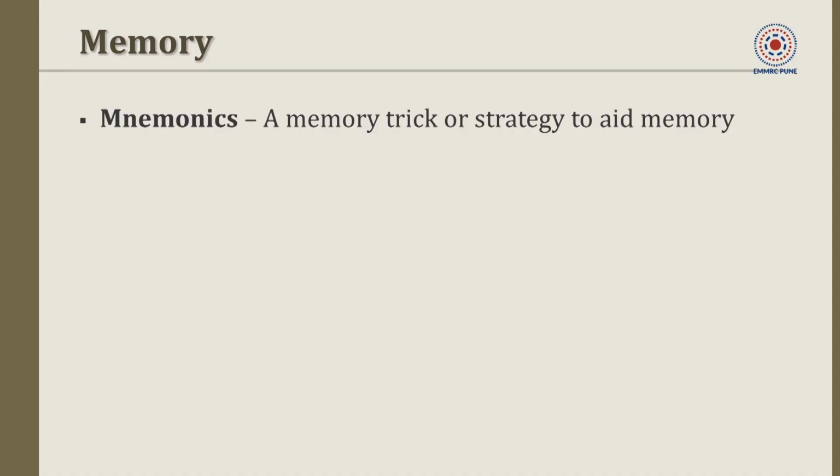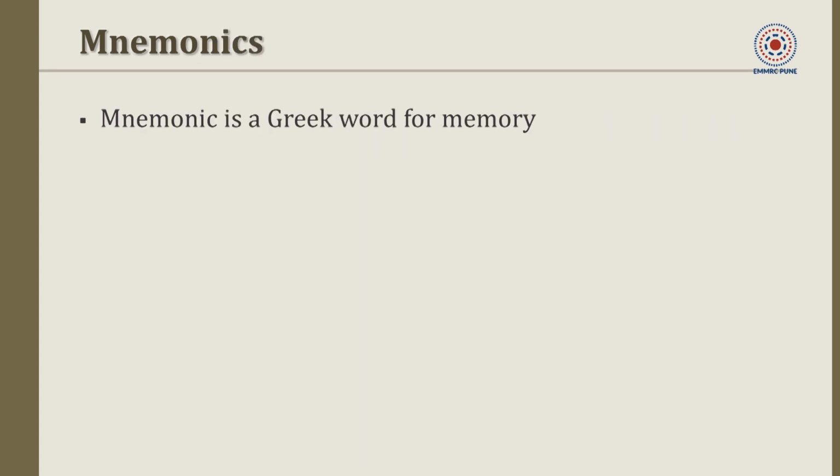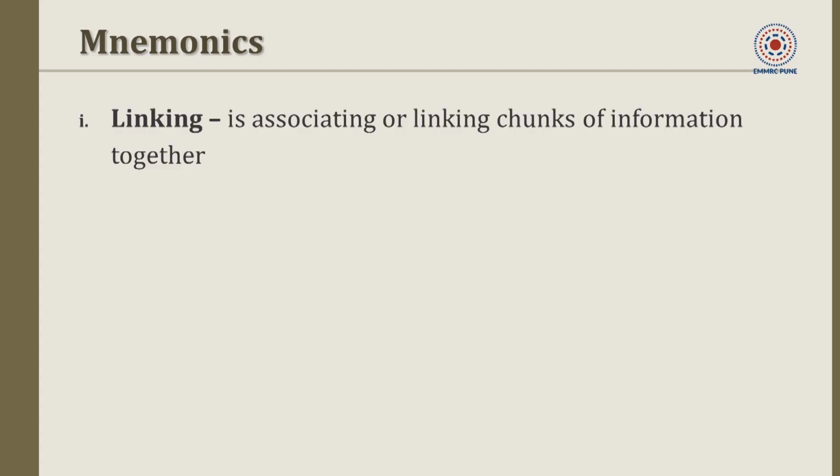A memory trick or strategy to help people remember is called mnemonics. Mnemonic is a Greek word which means memory. On your screen, you can see some common examples of mnemonics. 1. Linking. Linking is associating or linking chunks of information together. This is also called chaining. The linking method consists of developing a story or image that connects together pieces of information you need to remember. Each item leads you to recall the next item.